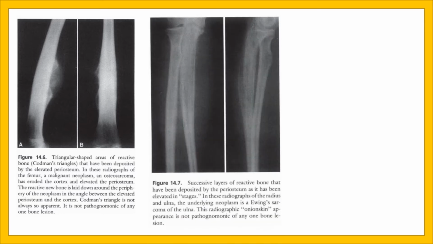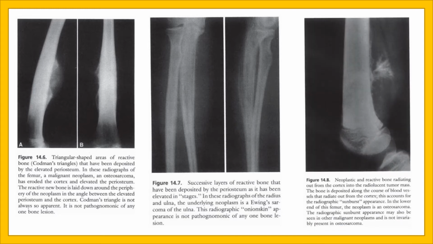The second picture shows successive layers of reactive bone that have been deposited by the periosteum as it has been elevated in stages. In these radiographs of the radius and ulna, the underlying neoplasm is a Ewing sarcoma of the ulna. This radiographic onion skin appearance is not pathognomonic of any one bone lesion.